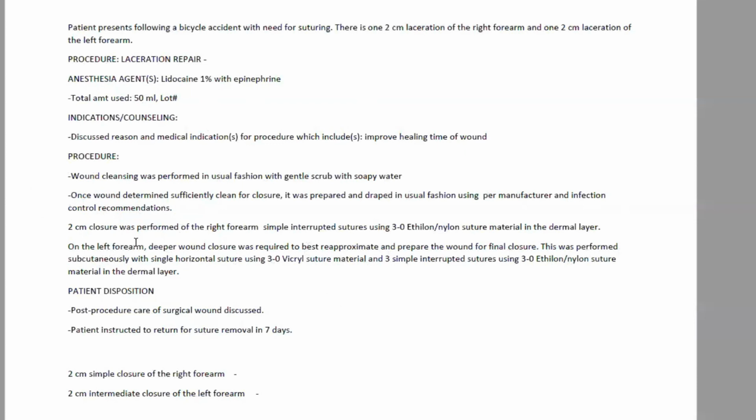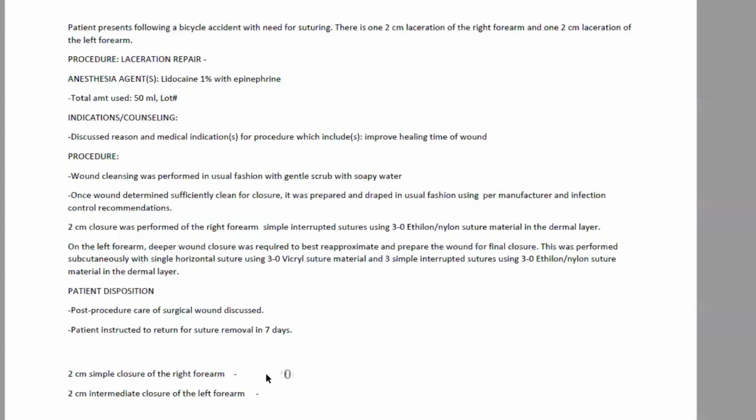But in this case, he does say it's the left forearm. He did deeper wound closure to best approximate that. He did the subcutaneous tissue. He did the dermal layer here. So we have 2 different CPT codes because we cannot combine a simple repair and an intermediate repair, even though they were both the same anatomic location. These are 2 different repair types. One's simple and one is intermediate. So for our 2 centimeter simple repair of the forearm, we would use CPT code 12001. And for our intermediate repair, we would use 12031.